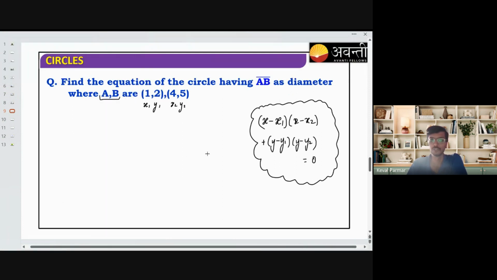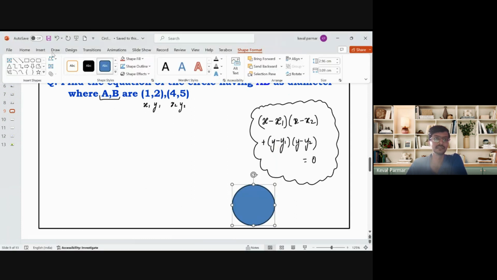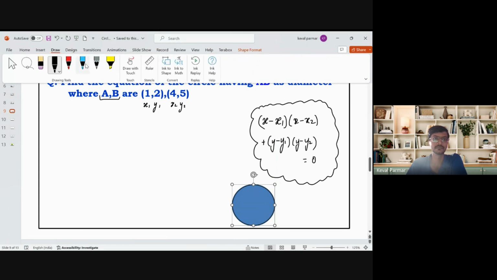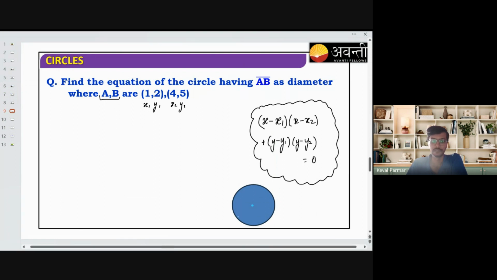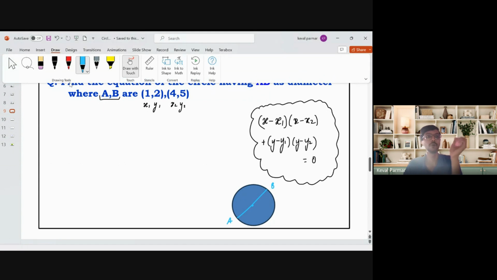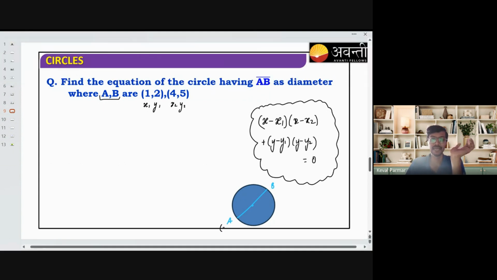Let me show you how the diagram will look. So let's say this is a circle. I hope you're able to see this. This is the center and this is a diameter. So basically, A and B are end points of the diameter, which is x1 comma y1, and this is x2 comma y2. So I hope now you know how to use the diameter form. Just substitute these values in this equation and get me the answer.